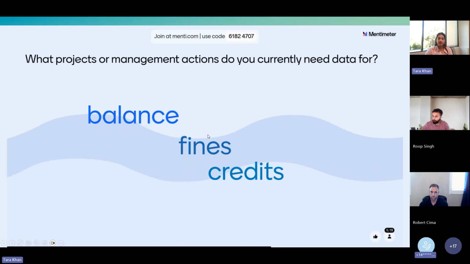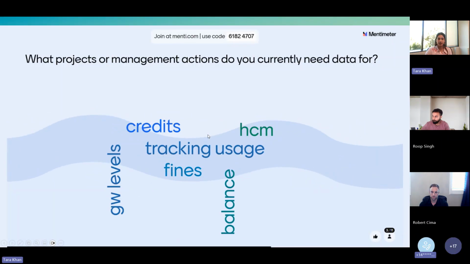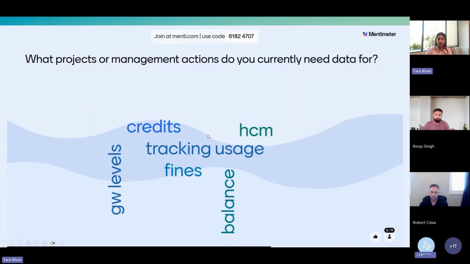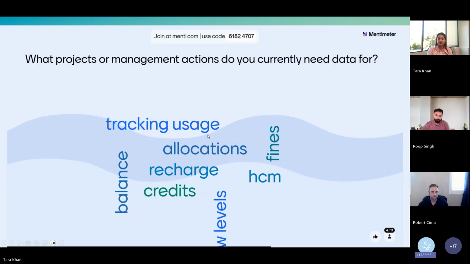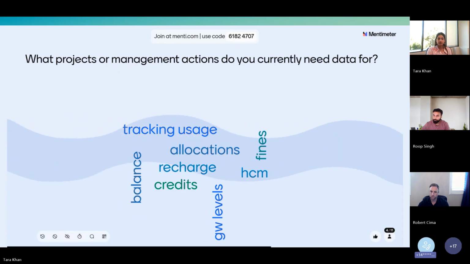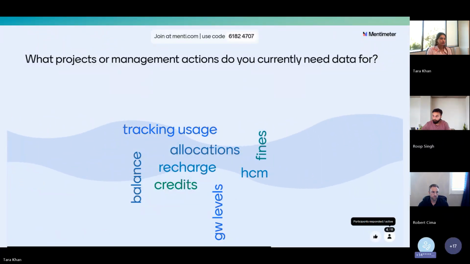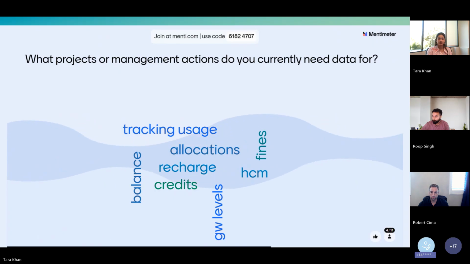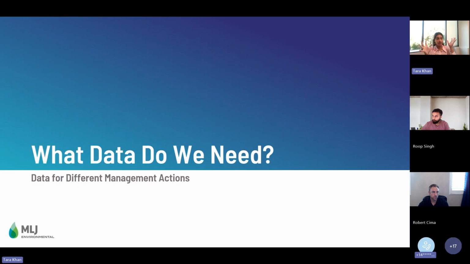Okay, balance, fines, credits, tracking usage, that's a big one. HCM, groundwater levels. Allocations and recharge. Okay. Yes, so there are a variety of management actions here that we need to collect data for.